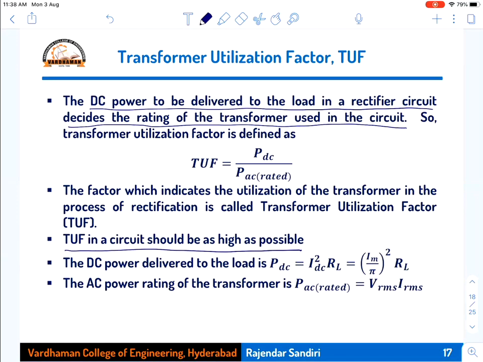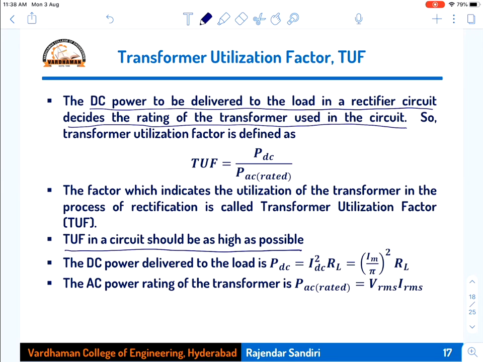Ripple factor should be as small as possible because it should not have any AC content. If the AC content is there, then the ripple factor will be large. Ideally it should be 0. Efficiency should ideally be 100%, and the transformer utilization factor also should be as high as possible. So these are all the ideal values and the actual values that you are getting for the half-wave rectifier.